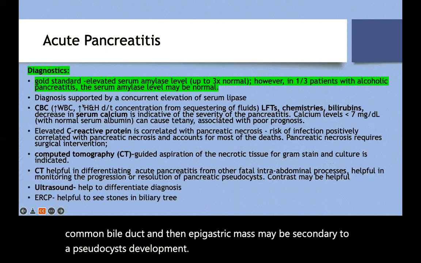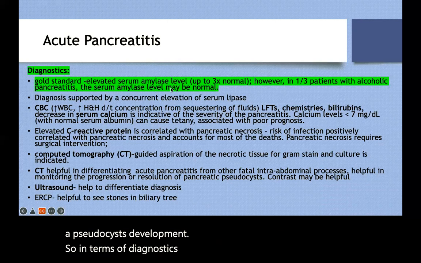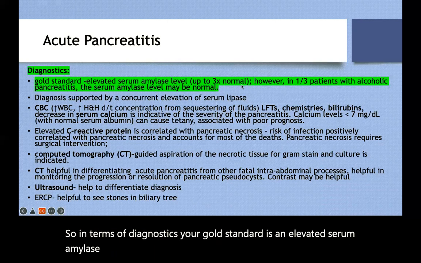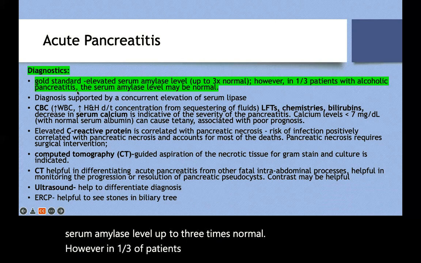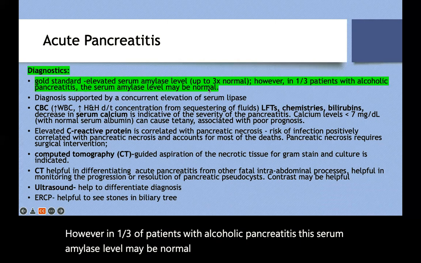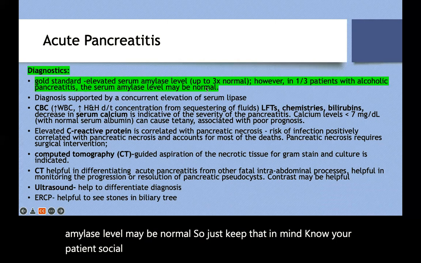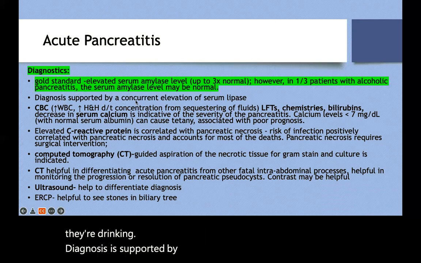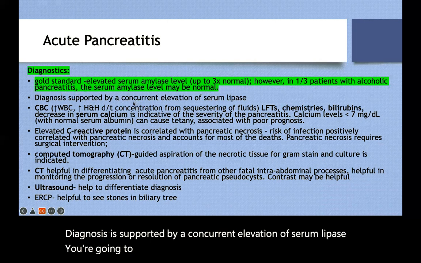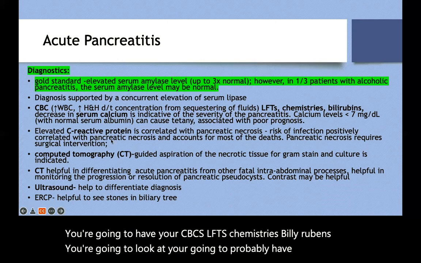So in terms of diagnostics, your gold standard is an elevated serum amylase level up to 3 times normal. However, in 1/3 of patients with alcoholic pancreatitis, the serum amylase level may be normal. So just keep that in mind. Know your patient's social history and how much they're drinking. Diagnosis is supported by a concurrent elevation of serum lipase. You're going to have your CBCs, LFTs, chemistries, bilirubins. You're probably going to have an elevated C-reactive protein.